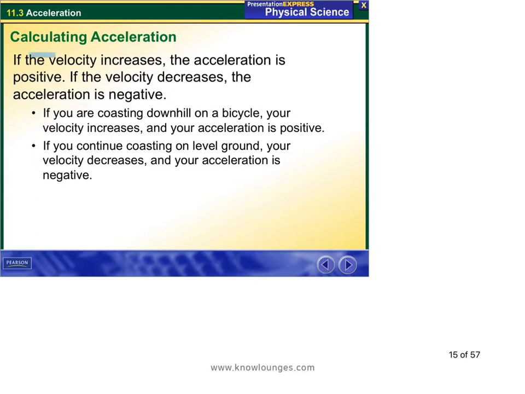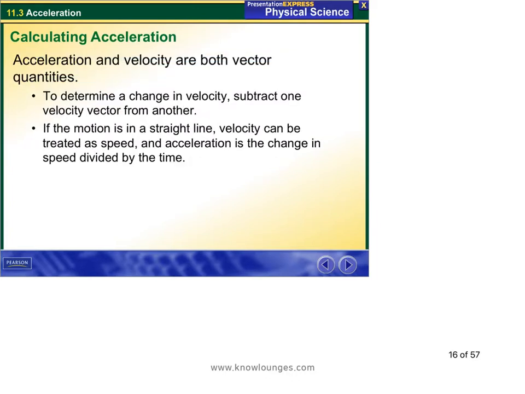Key concept here, if the velocity is increasing, the acceleration is positive. If the velocity decreases, the acceleration is negative. So by knowing if it's speeding up, slowing down, we can tell if acceleration should be positive or negative, or if acceleration is given to us, we can tell if it's speeding up or slowing down by deciding if it's positive or negative. A couple examples given to us here. Coasting downhill on your bicycle, your velocity is increasing, acceleration must be positive. If you keep coasting on level ground, you're going to be slowing down, and the acceleration is negative.